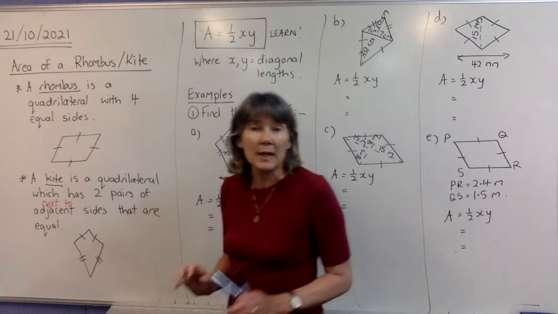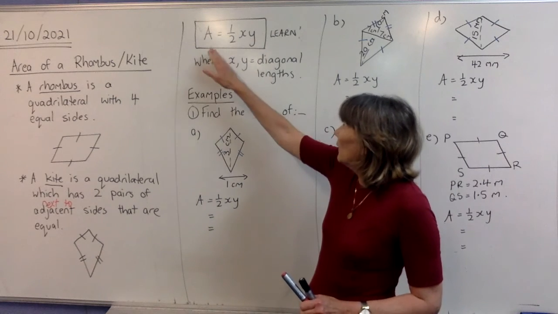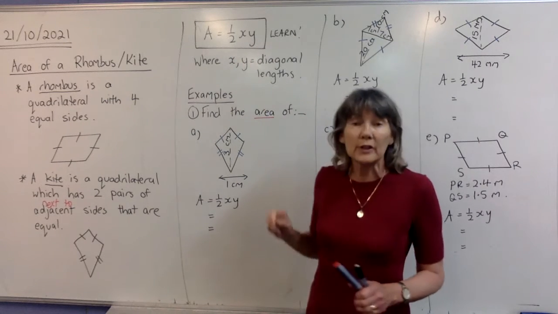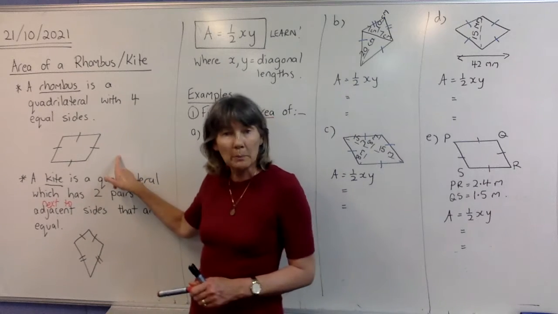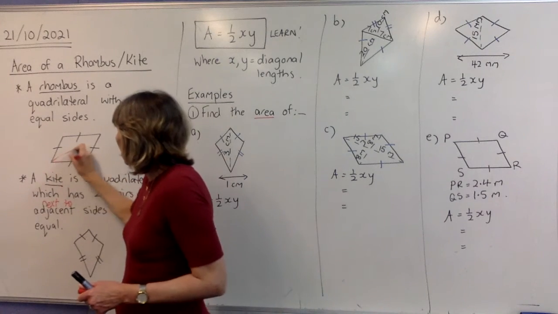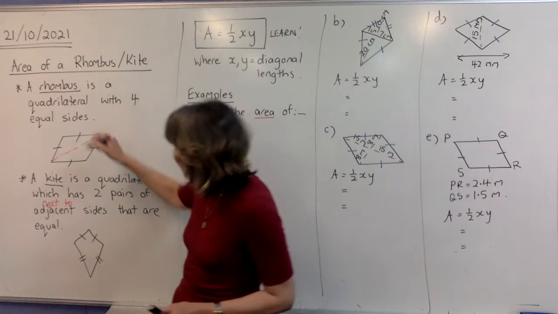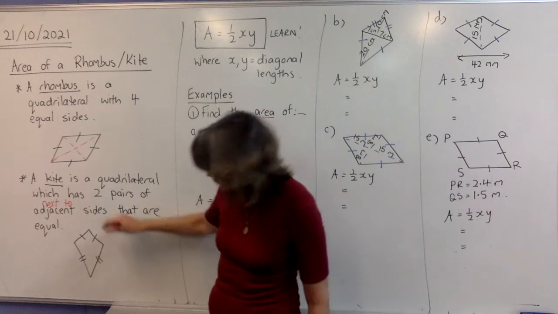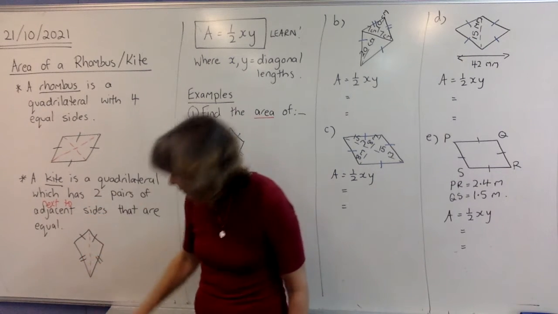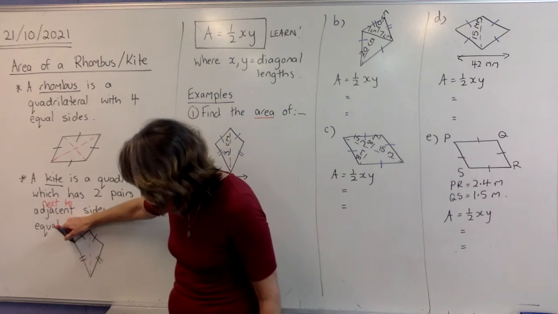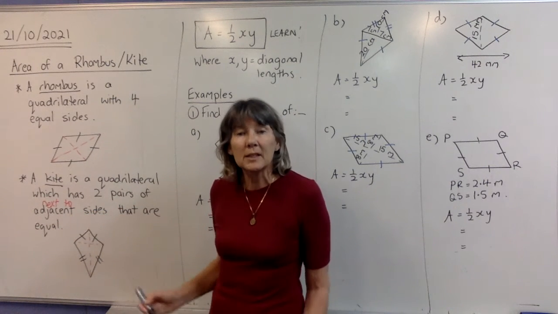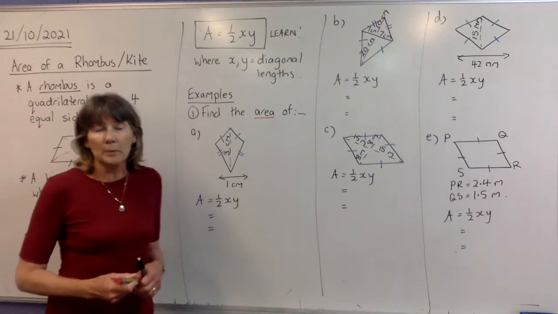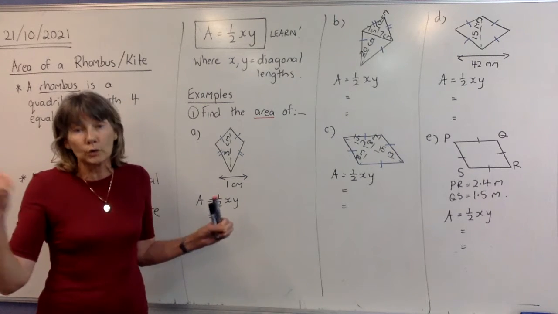Now both of these shapes have the same area formula. The area formula is area equals a half xy, and x and y represent the diagonal lengths. So if you have a look at a rhombus over here, here's our diagonal, so we need the length of that, and here's another diagonal, and we need the length of that. Okay, so for the kite, we go from one corner to the opposite corner. That's one diagonal. And from the other corner to its opposite corner, and that's the other diagonal. So they both have two diagonals. So make sure that when you're using the formula that you use the length of the whole diagonal.